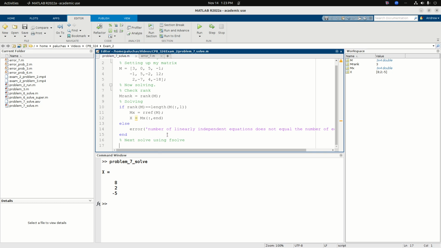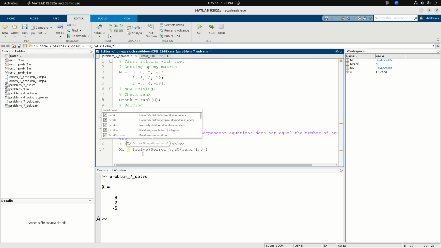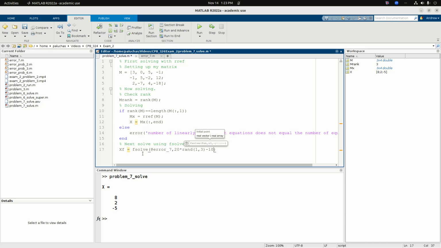And so let me call this xf for fsolve, and I'll just give it some initial guess. I'm going to say it is equal to fsolve. We saw how we could do a range of random guesses in the last problem. It could be at error 7, and then I'll just use some random guesses. Now I'll need 3 of them. So if I do rand 1 comma 3, it's going to generate a vector of random values between 0 and 1. I will multiply it by, say, 20. So now it's between 0 and 20. And I will subtract 10. So now it's between negative 10 and 10. Okay, cool.